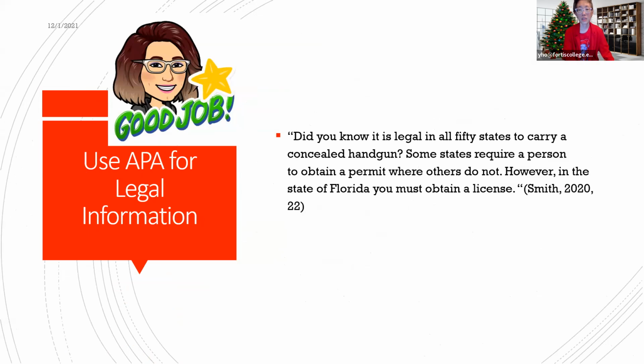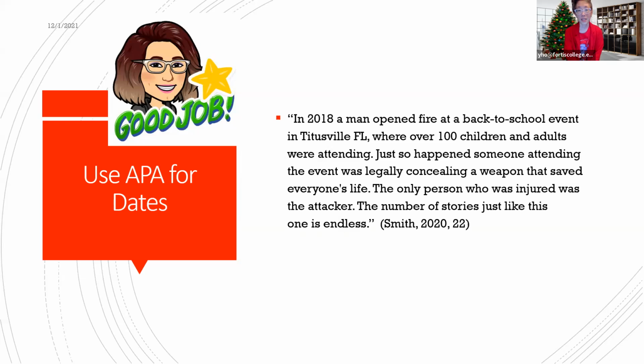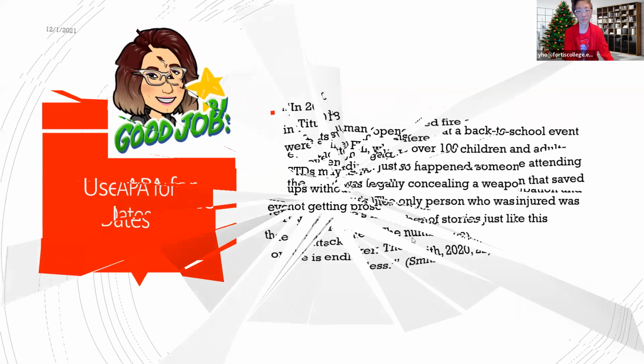Did you know it is legal in all 50 states to carry a concealed handgun? Some states require a person to obtain a permit while others do not. However, in the state of Florida, you must obtain a license. So here you have legal information, you have to cite the source. And then you have to use APA for dates. In 2018, a man opened fire at a back-to-school event in Titusville, Florida, where over 100 children and adults were attending. And so here you have more dates, like in 2018, and you need to cite the source.